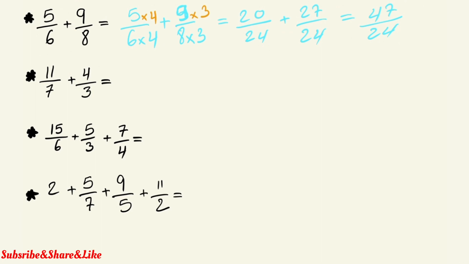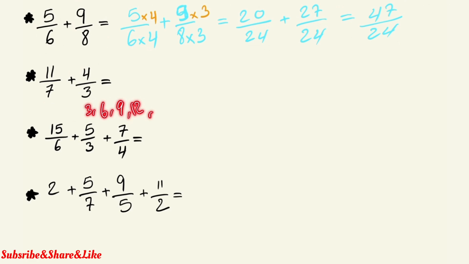Let's do a second example. We have 11 over 7 plus 4 over 3. What is the common denominator in this case? It's going to be 21. So we multiply here by 3 and here by 7, because we have 7, 14 and 21, and here we have 3, 6, 9, 12, 15, 18 and 21. So the common denominator is 21.